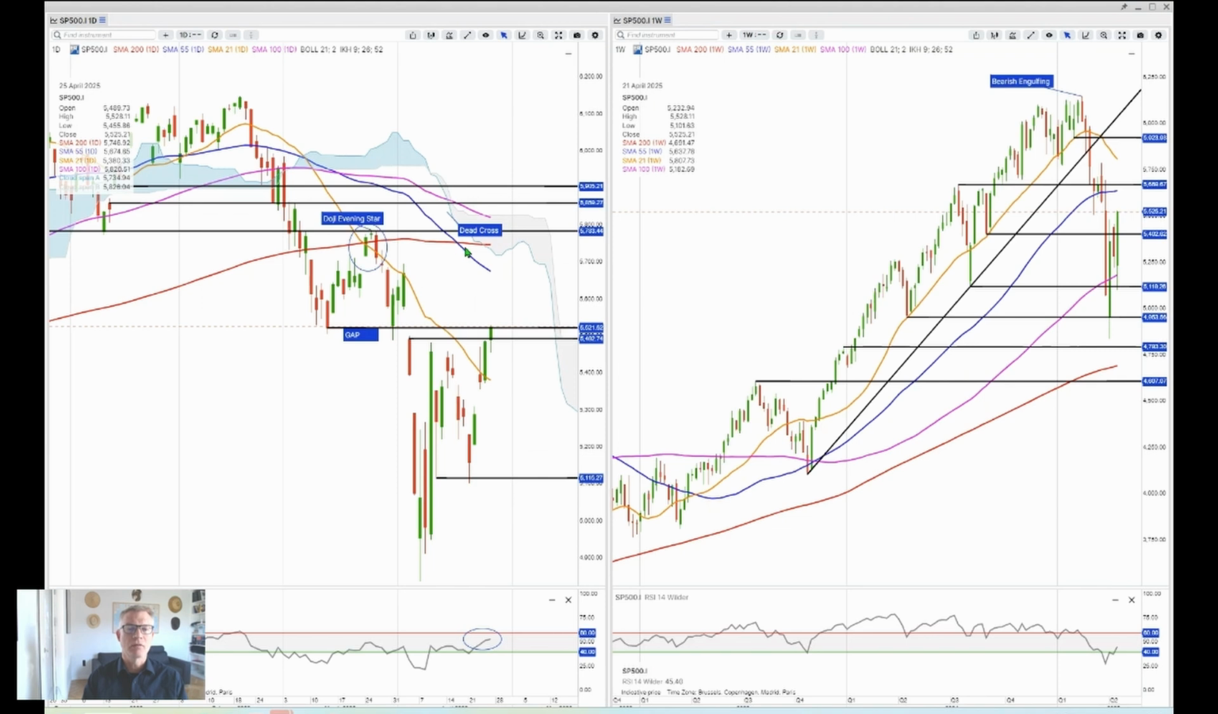We still have this dead cross also to deal with, where the 55 moving average also moved below the 200. So it will weigh on the index, so we'll need to keep an eye on that. However, if RSI is being rejected, can't get back above the 60 threshold, and starts sliding lower, with the market sliding back below 5,492, then downtrend could resume.